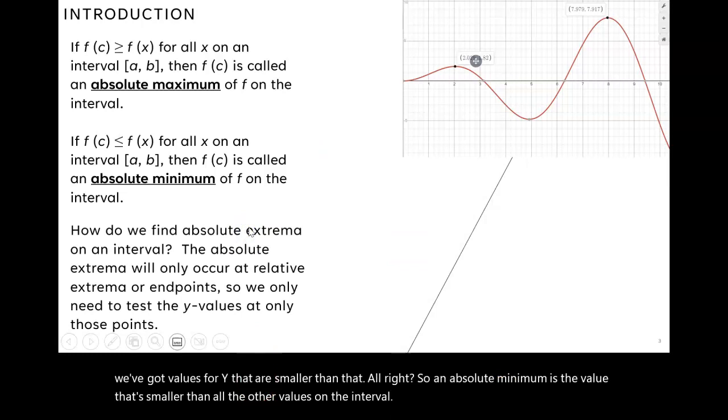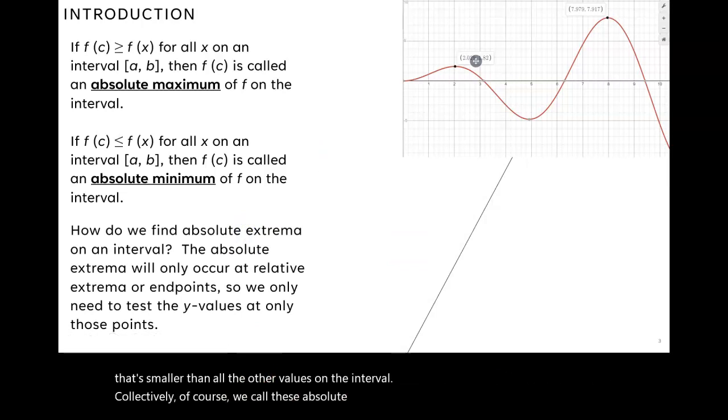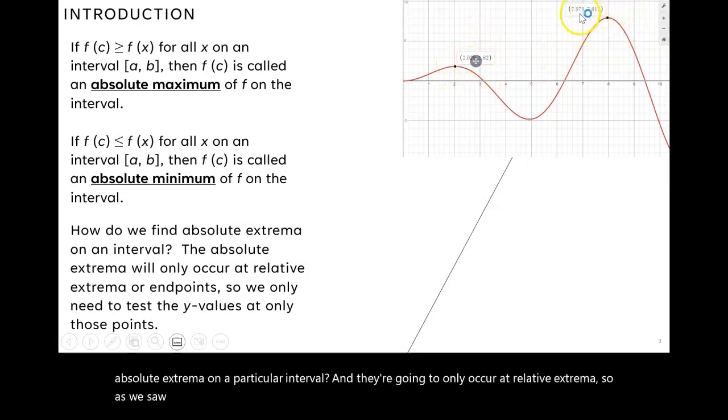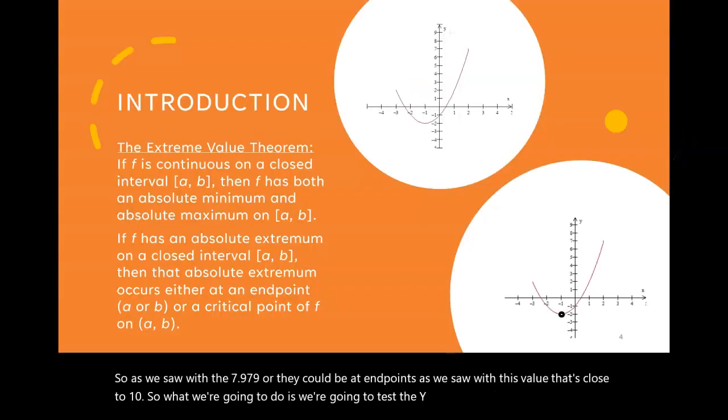Collectively, of course, we call these absolute extrema. And the question is, how do we find absolute extrema on a particular interval? They're going to only occur at relative extrema, so as we saw with the 7.979, or they could be at endpoints, as we saw with this value that's close to 10. So what we're going to do is we're going to test the y values at only those points.